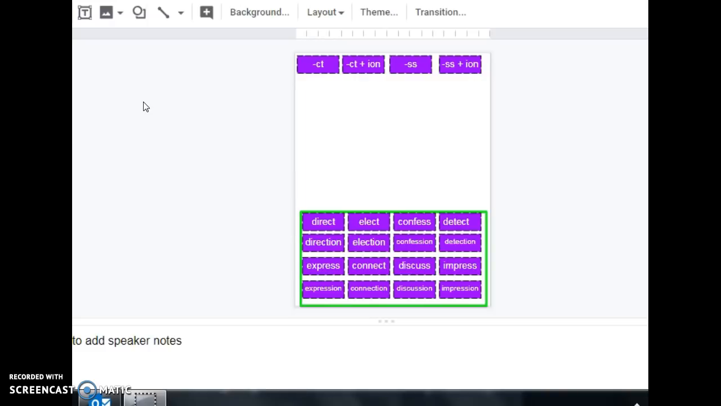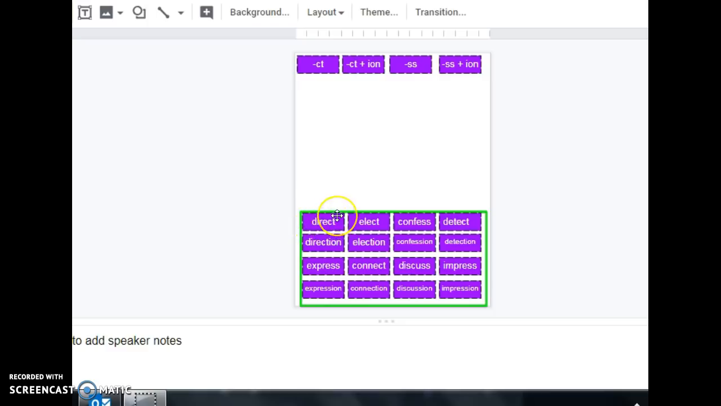Today we are going to sort letter feature P, sort number 9. Your headers this week are CT, which makes a T sound, CT-ION, which makes the shun sound, SS, which makes the S sound, and SS plus ION, which makes the shun sound. Let's take a look at our words this week.